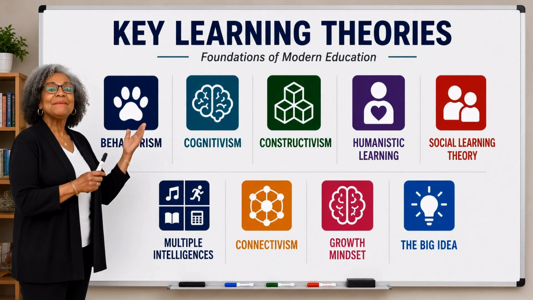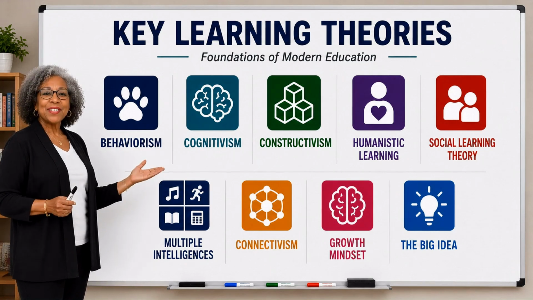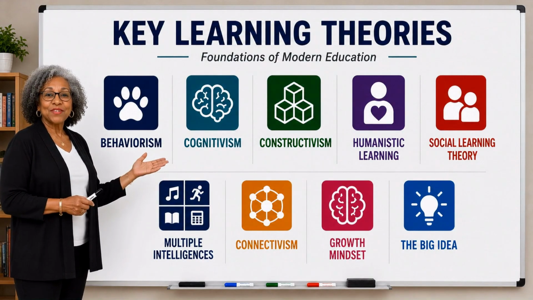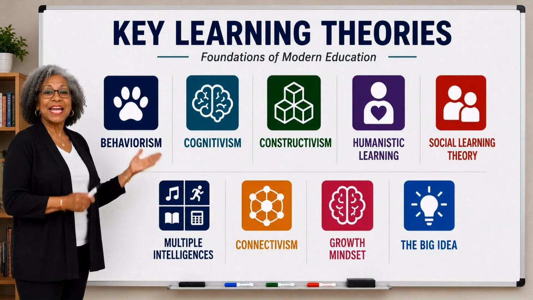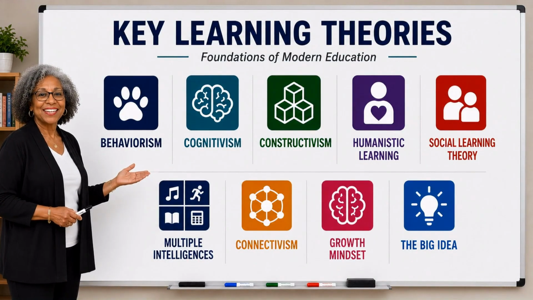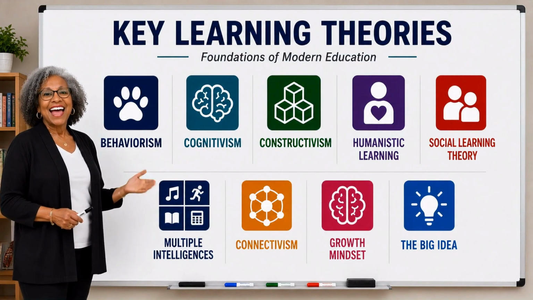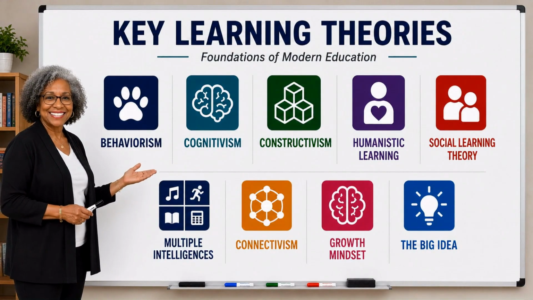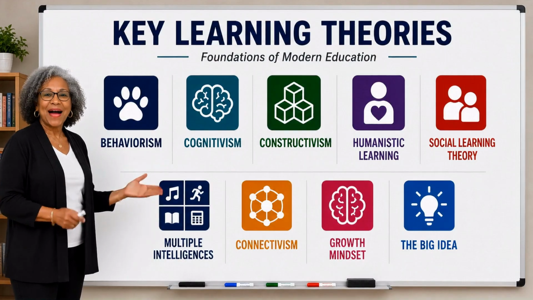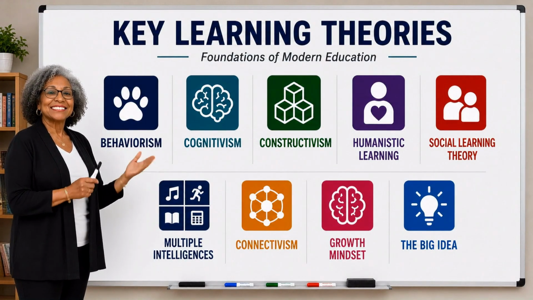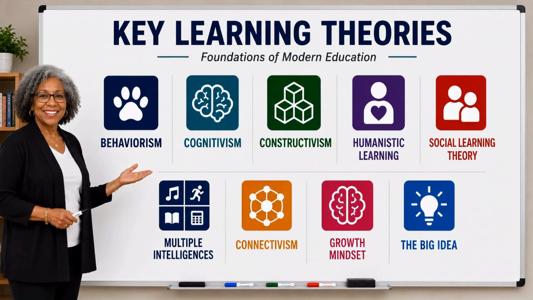Let's begin with behaviorism. Behaviorism, late 1800s through mid 1900s. Behaviorism focuses on observable behavior. The main idea is that learning occurs through reinforcement, repetition, conditioning, and consequences. Edward Thorndike developed the law of effect. He found that behaviors followed by positive outcomes are more likely to be repeated. In simple terms, successful results strengthen behavior.